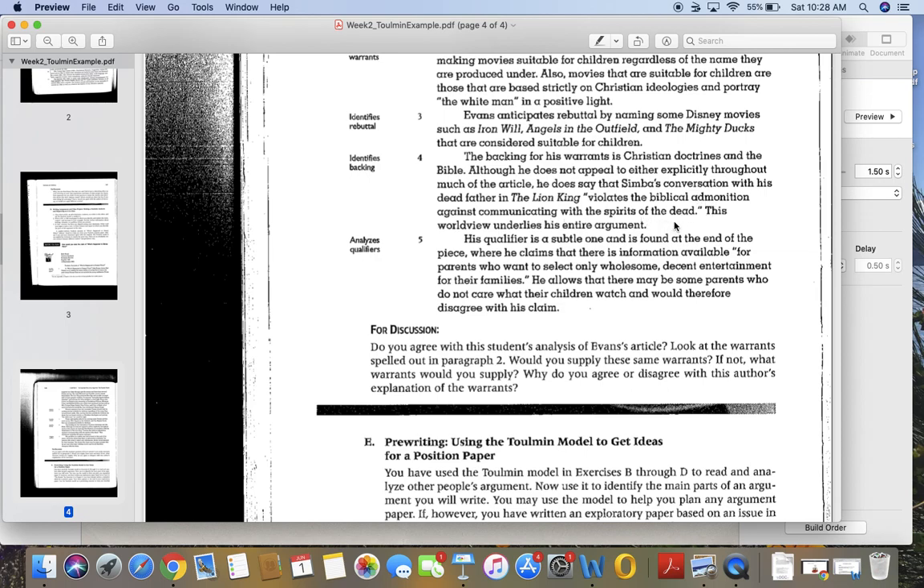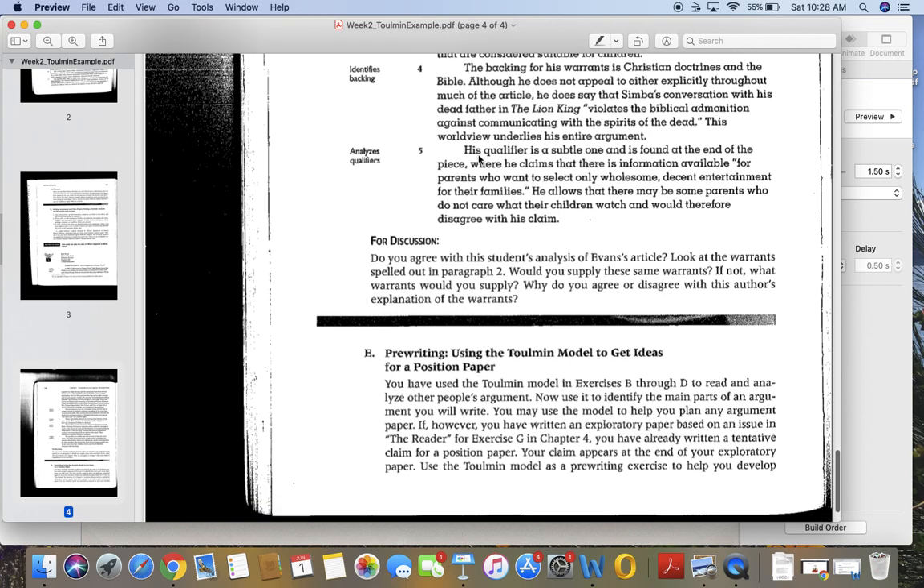So this is a really good example of how the backing is linked to the warrant, right? His warrant is based on this Christian worldview, what should be suitable for children. They shouldn't be exposed to these. He's saying they shouldn't be exposed to these type of objectionable elements. And so the backing is reinforcing that worldview, giving more information.